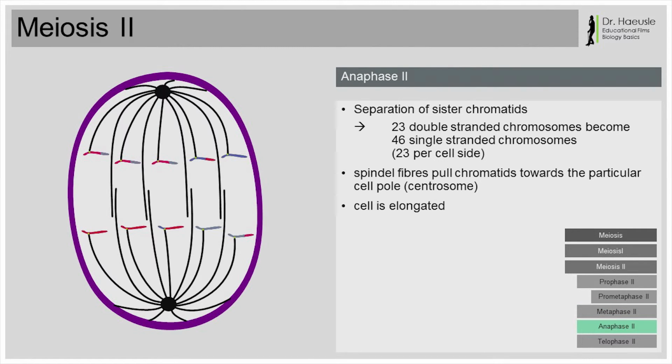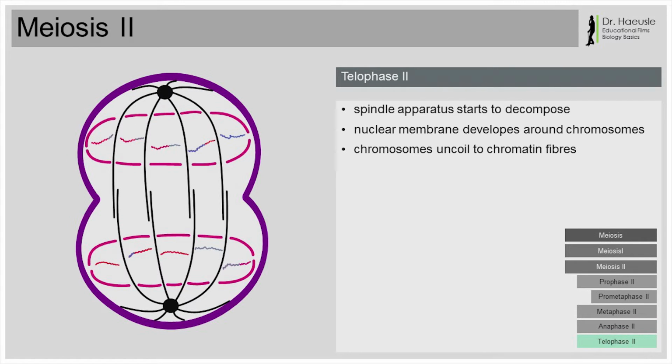In anaphase II, the spindle fibers separate the chromatids of the double-stranded chromosomes. The single-stranded chromosomes are pulled in opposite directions towards the respective centrosome. The cell is elongated. In telophase II, the spindle apparatus begins to dissolve.